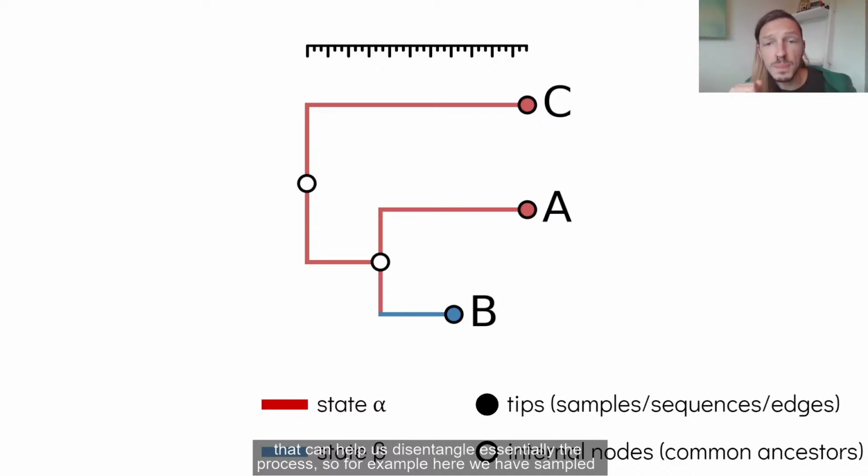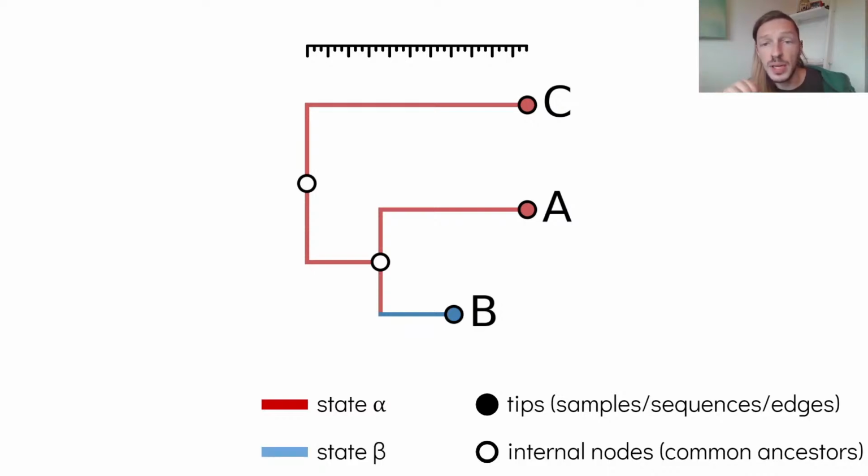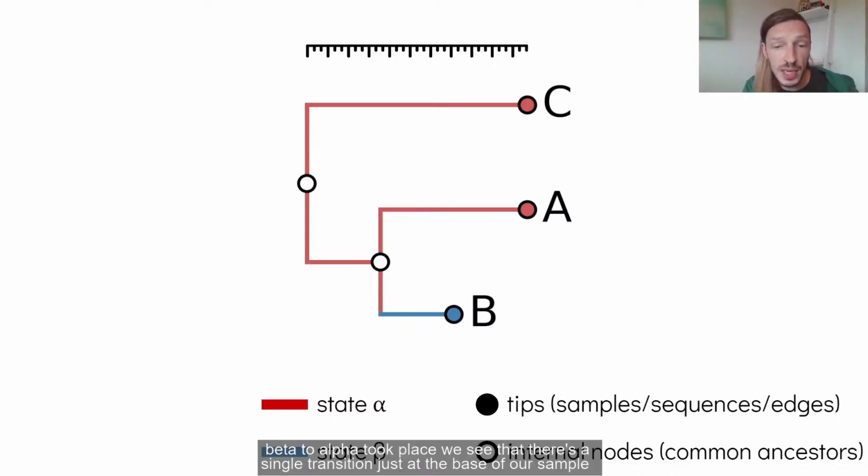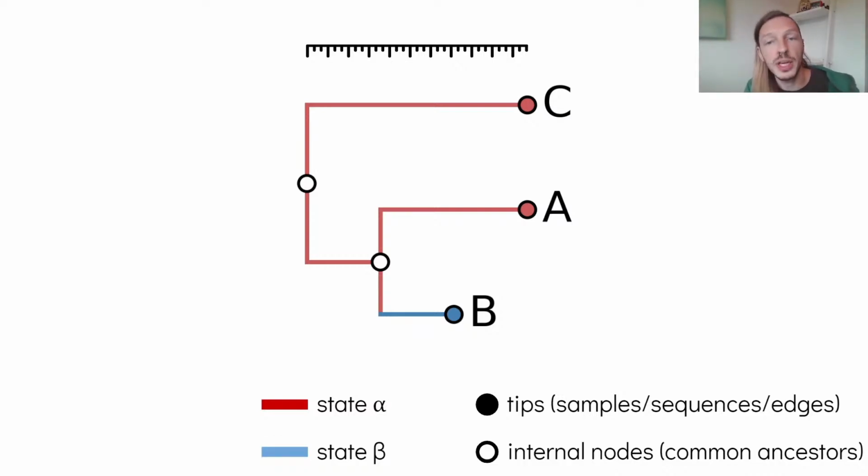So for example, here we have sampled A and C in state alpha, and our sample B in state beta, and if we infer where the switch from state beta to alpha took place, we see that there's a single transition just at the base of our sample B, rather than the alternative scenario could be, for example, 2 transitions into state alpha on branches C and A independently from state beta. And that's a substantially different story.